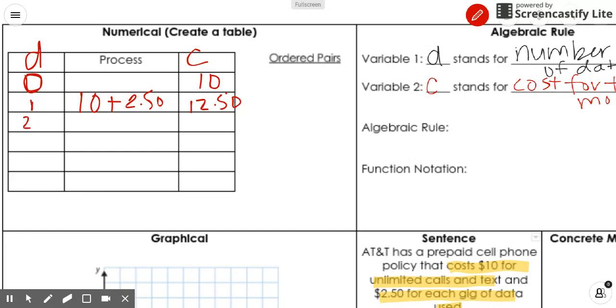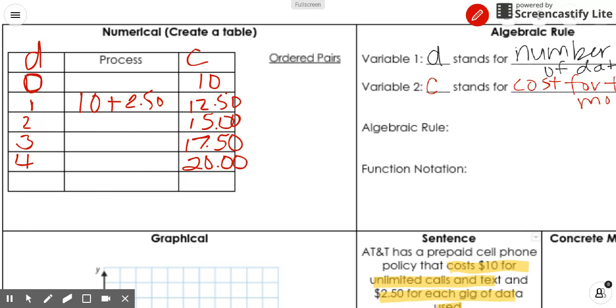Okay, so 2 gigs of data. So remember, each additional gig is just an extra $2.50. So this time, I still have the $12.50, and then I have to add another $2.50 on, so that's actually $15. Okay, so 3 gigs of data, I got to add another $2.50 on, so that's $17.50. 4 gigs of data will give me an even $20.